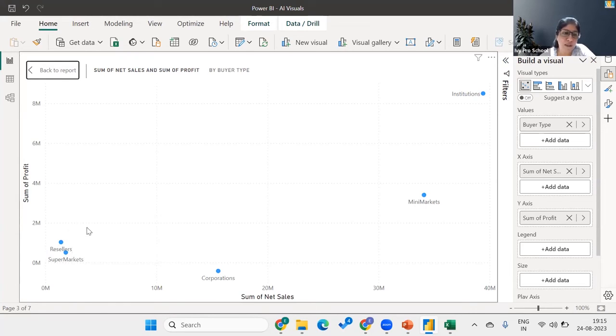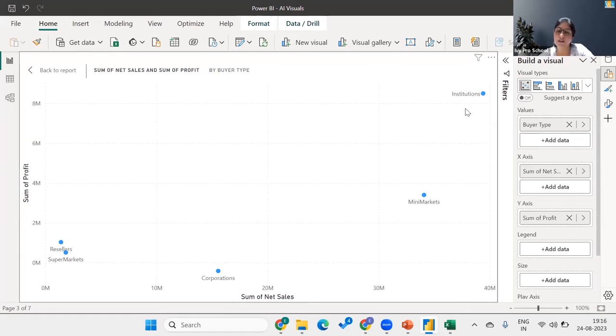Over here, what is happening? Lower sales and lower profits. However, the interesting thing is corporations. Corporations have more sales compared to supermarkets and resellers. However, our profits are negative. So probably in terms of discount bands, we definitely have to work on them for corporations, because even though the sales are there, we are not even making less profit, we are making a loss. So this is something we should focus on.